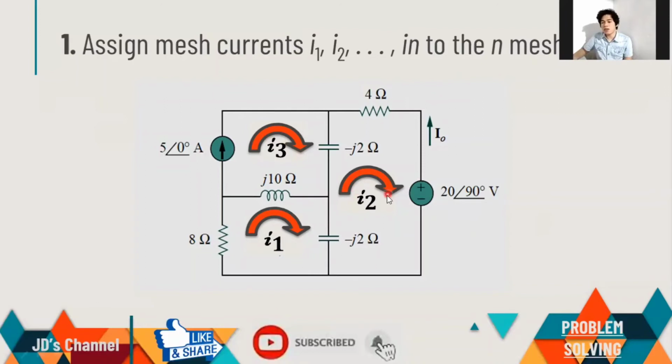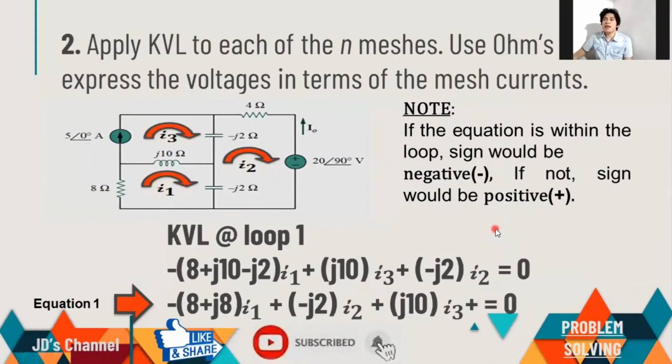So, pare-parehas siya ng flow, clockwise direction. It's up to you then if you want counterclockwise or clockwise. Same naman ang lalabas na sagot. Dapat same ang lalabas na sagot. Okay po? So, second procedure natin, apply KVL to each of the n meshes. Use Ohm's law to express the voltage in terms of mesh current. So, ito yung ating figure kanina. And take note, if the element is within the loop, the sign would be negative.